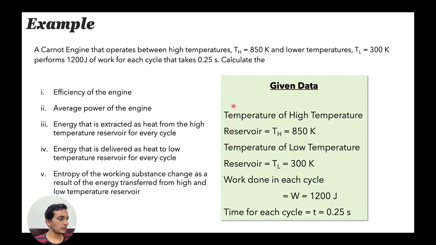The given data is summarized here like this: the high temperature reservoir is at 850 kelvins while the low temperature reservoir is at 300 kelvins. The work done is 1200 joules in each cycle, and the cycle takes 0.25 seconds to complete. Let's go towards the solutions.